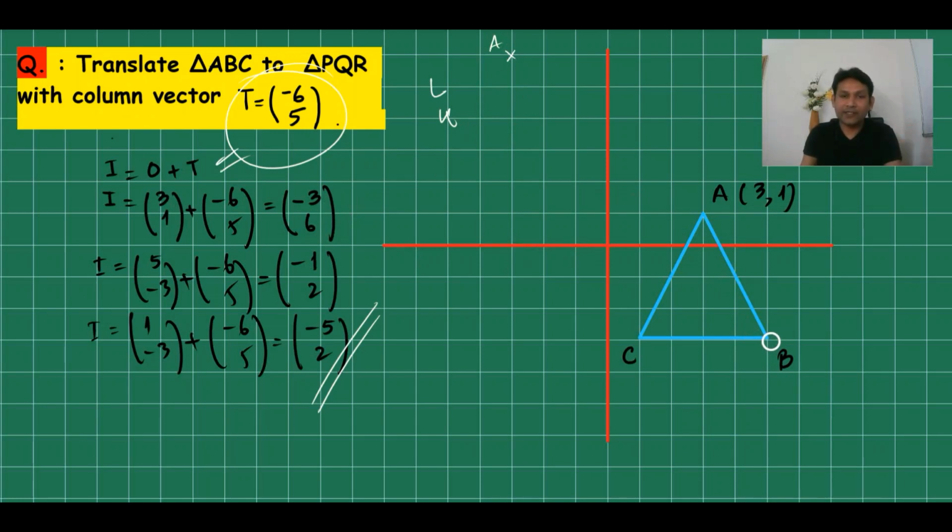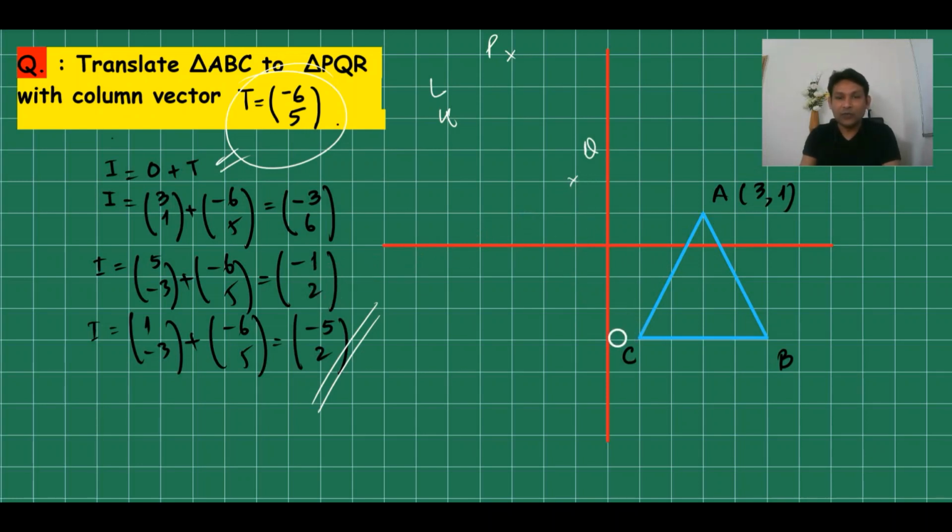B, again the same translation. My negative 6, 6 left. 1, 2, 3, 4, 5, 6 and 5 up. 1, 2, 3, 4, 5. This coordinate is Q, this is P. And check, Q is minus 2 and 1. Yes, exact minus 2 and 1.